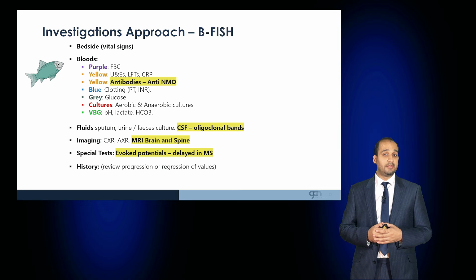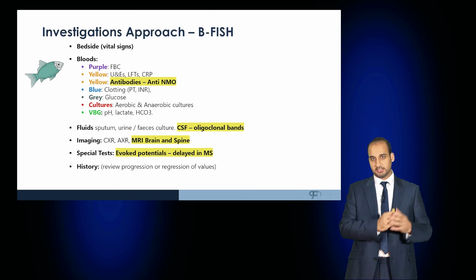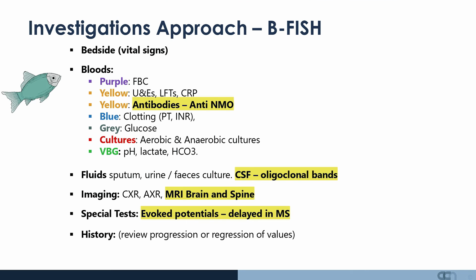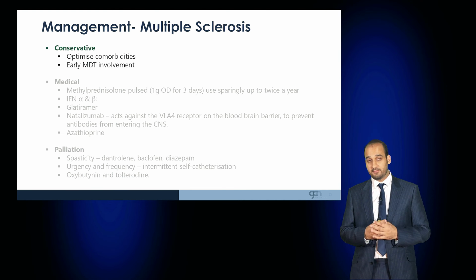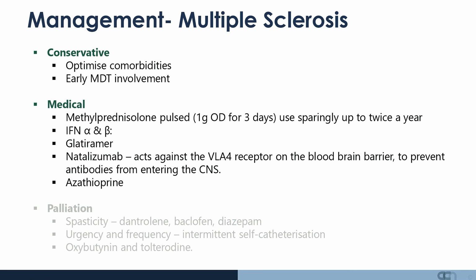As a result, there are a number of investigations patients undergo. Anti-NMO antibodies are useful to discern from Devic's, oligoclonal bands in the CSF and the serum, MRI of the brain and spine, and visual evoked potentials are the key important investigations. To manage these patients conservatively, we optimize comorbidity and involve the MDT, a multidisciplinary team, to support the patient as much as possible. Medically, options are limited.